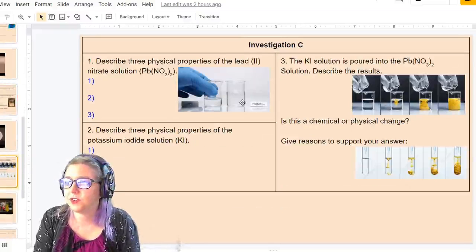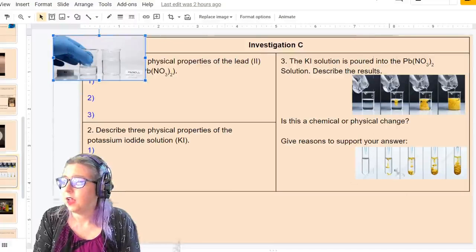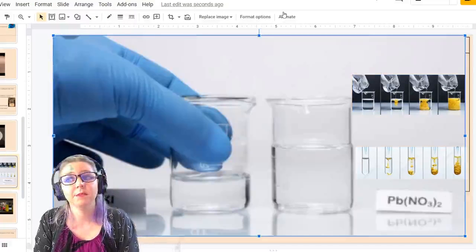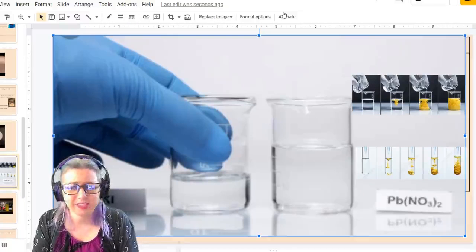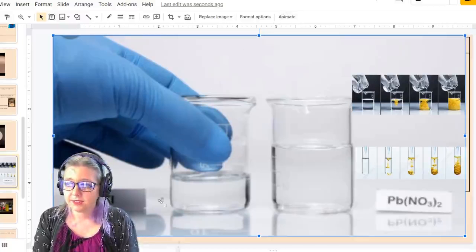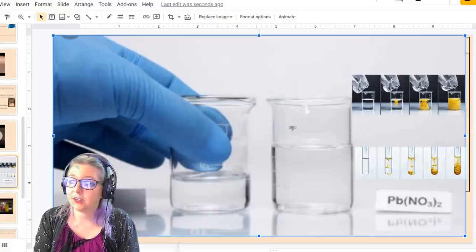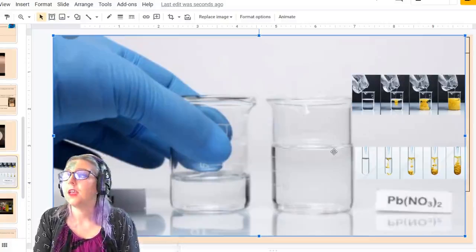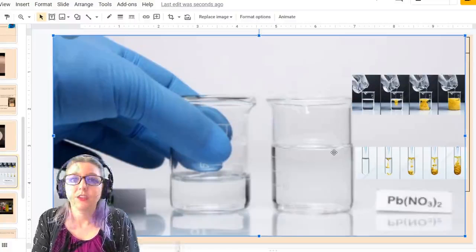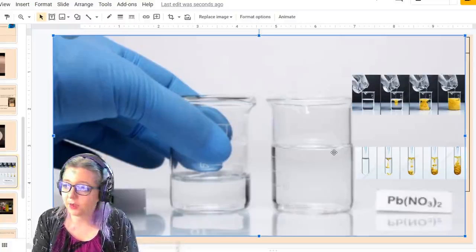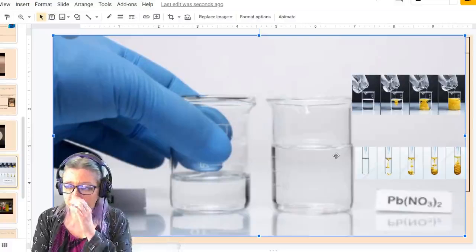Now, there seemed to be some confusion with investigation C, especially when it came to the potassium iodide. I had quite a few students telling me that potassium iodide was a yellow powder, a yellow substance, a yellow dye. Potassium iodide and my lead nitrate are both in this photo. They're both clear and colorless solutions. If you said it was a yellow powder, I understand how you got confused, and I didn't take off any points. I did correct you though, and I want to make sure that everyone understands what's happening here now.